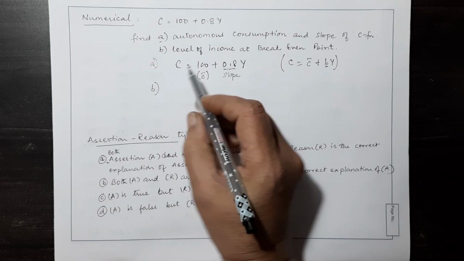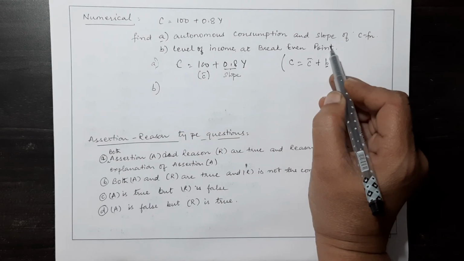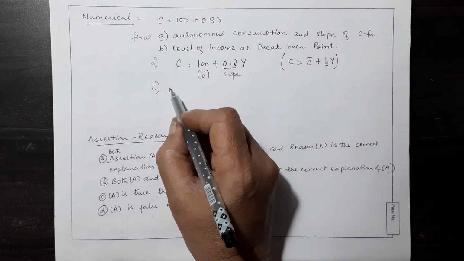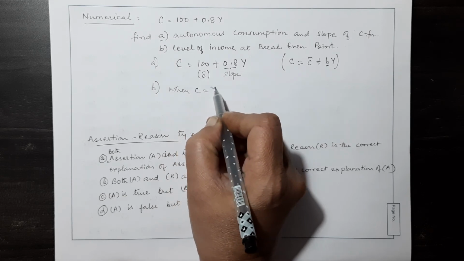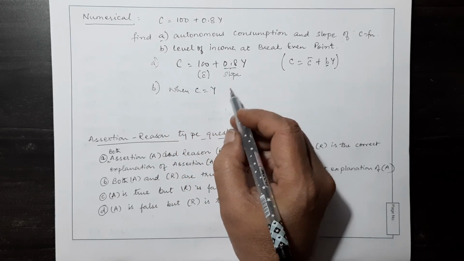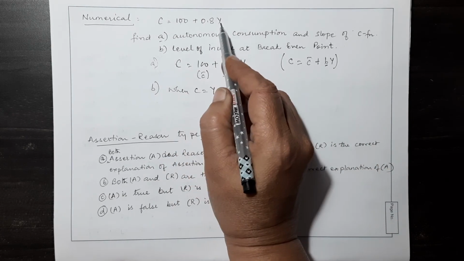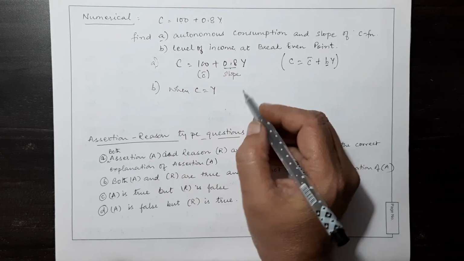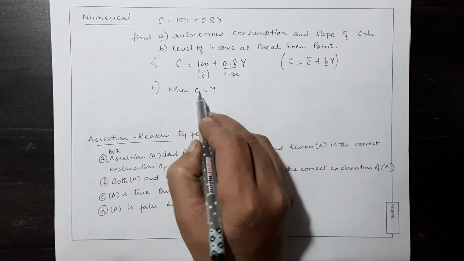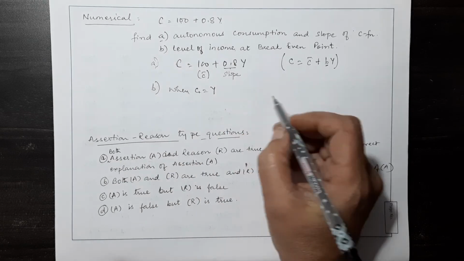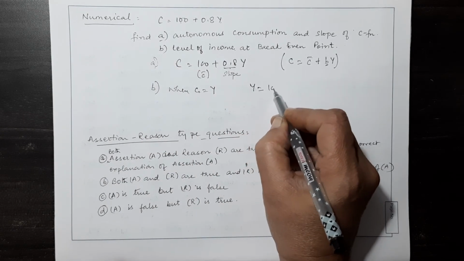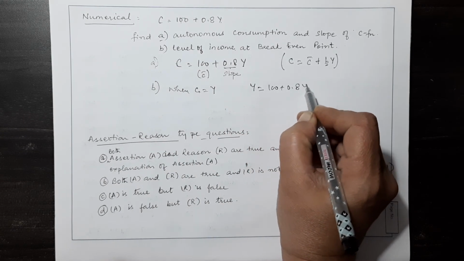Now B, level of income at break-even point. So what is break-even point? When C is equal to Y. Now the consumption function is given as 100 plus 0.8y. Let's put this value over there. Now C is equal to Y. So instead of writing C, we will write Y over here. So Y is equal to 100 plus 0.8y.